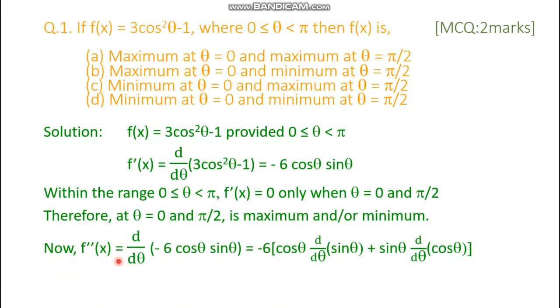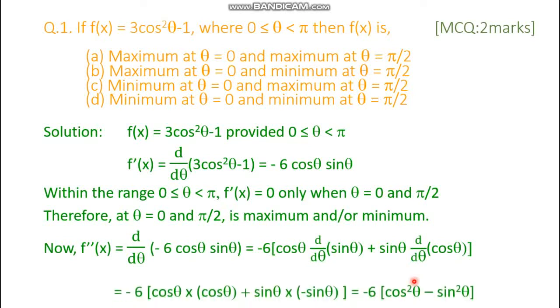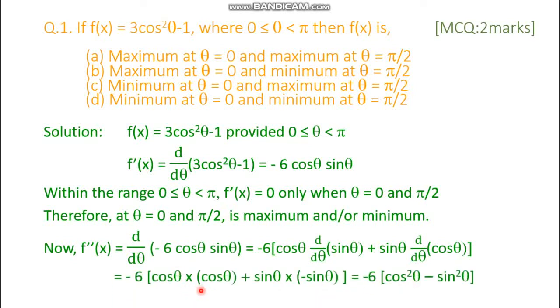So what is the double differentiation? We have to differentiate f'(x) with respect to θ. That means −6 cos θ sin θ, and the result is −6 [cos θ d/dθ(sin θ) + sin θ d/dθ(cos θ)], which equals −6 [cos θ · cos θ + sin θ · (−sin θ)]. That gives the result −6 (cos²θ − sin²θ).